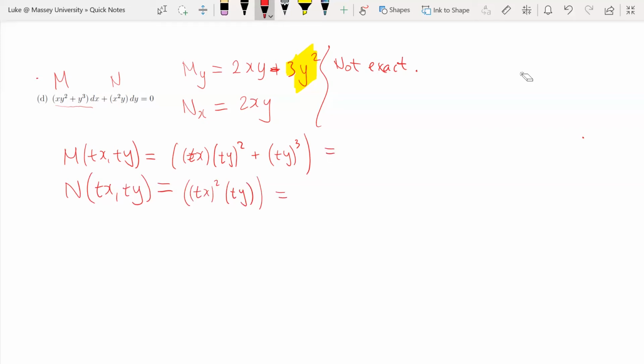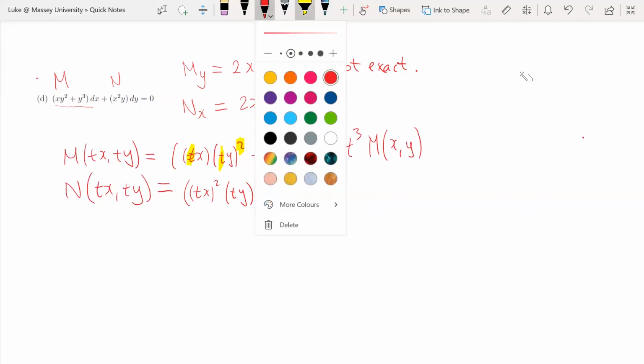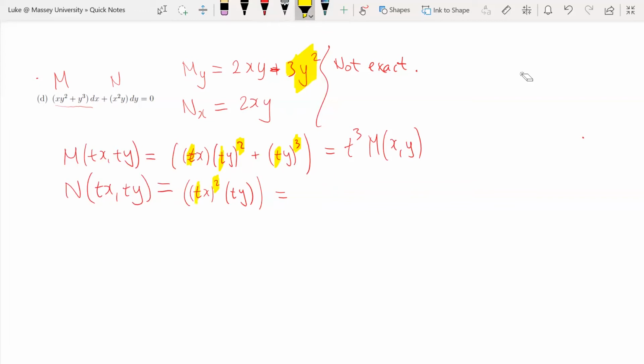Okay, if you see here, in each term, I have a t here and a t squared here, so that's a t cubed. I have a t cubed here, so this is actually equal to t cubed times M evaluated at xy. And similarly, I have a t squared and a t here, so I have a t cubed there as well. So t cubed times N of xy. We have the same exponent in this t here, so we actually have that the ODE is homogeneous.